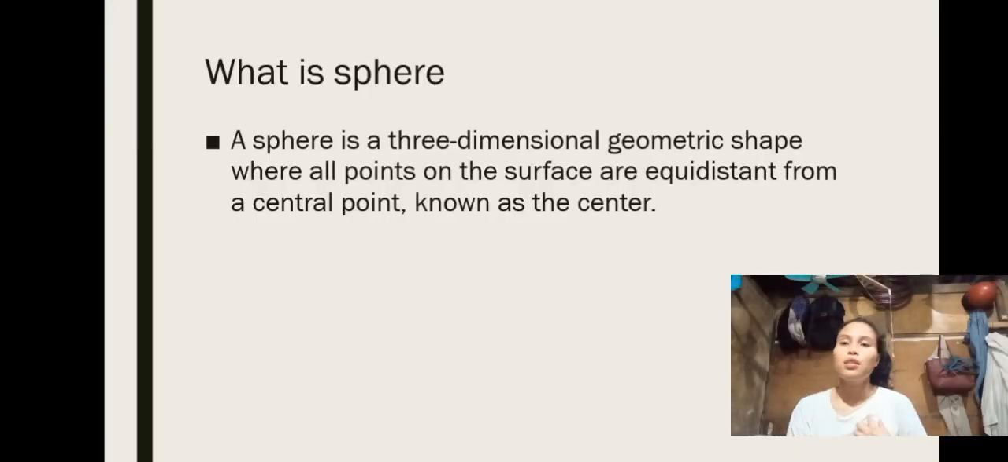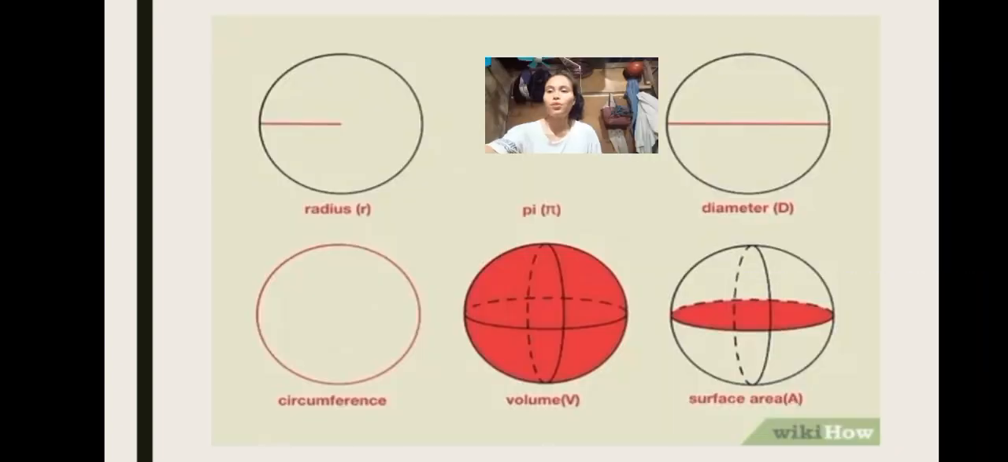So what is a sphere? A sphere is a three-dimensional geometric shape where all points on the surface are equidistant from a central point known as the center. Here is an example of a sphere. Take a look at the figure. The first circle emphasizes the radius, that line in red. The second one is an example of the circumference.